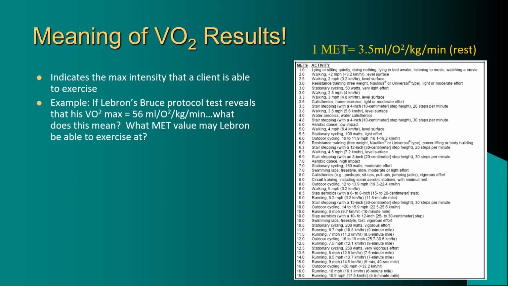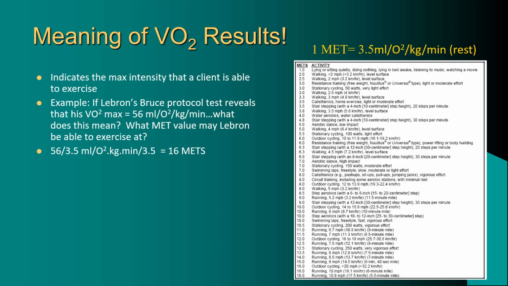So we can look at, he did 56, so if we divide 56 by 3.5, we see that his max MET value is 16 METs. So if we want to push LeBron to what he may be able to do, we could maybe do running 9 miles per hour, and he could maybe do a 6-minute mile, or we could do outdoor cycling greater than 20 miles per hour, right? Or we could do running maybe 10 miles per hour. So it's something in that category, something that he has the ability to train for or do, right?